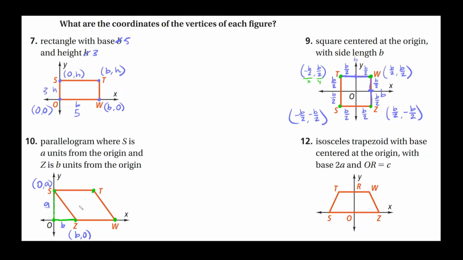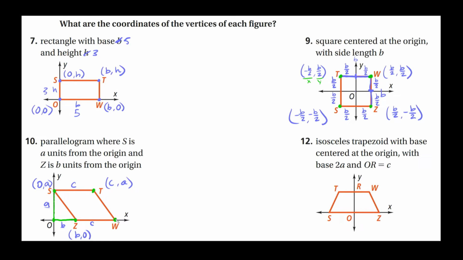In this case, we can actually just make up our own unit. Let's call the distance from S to T distance c. For a parallelogram, the opposite sides are congruent, so if the distance from S to T is equal to c, we can also say the distance from Z to W is equal to c. Now we have a bridge to get to these other two points. Let's start with T. To get from the origin to T, we go up a units and then over c units. So the x coordinate would be c and the y coordinate would be a.